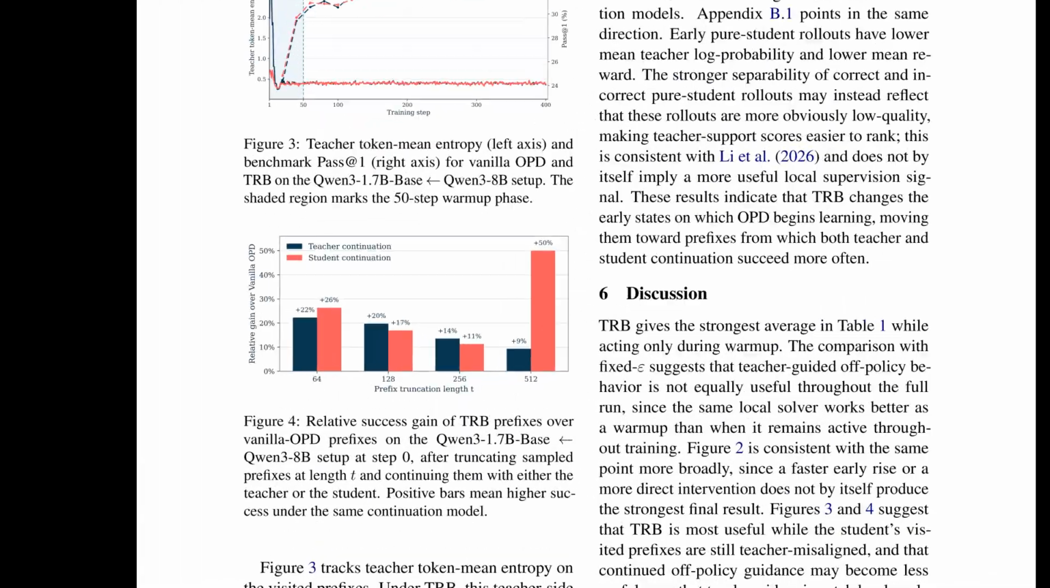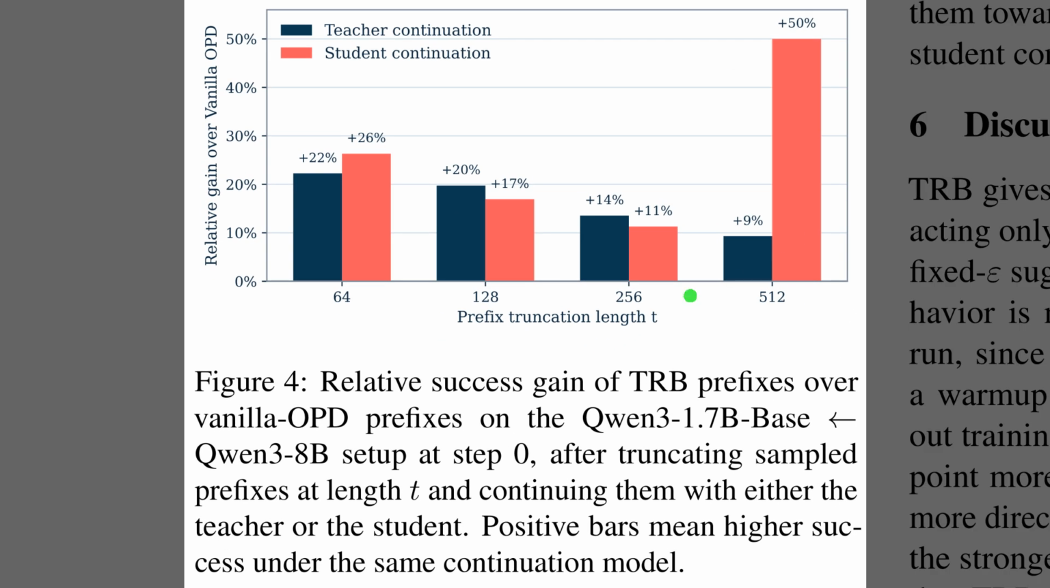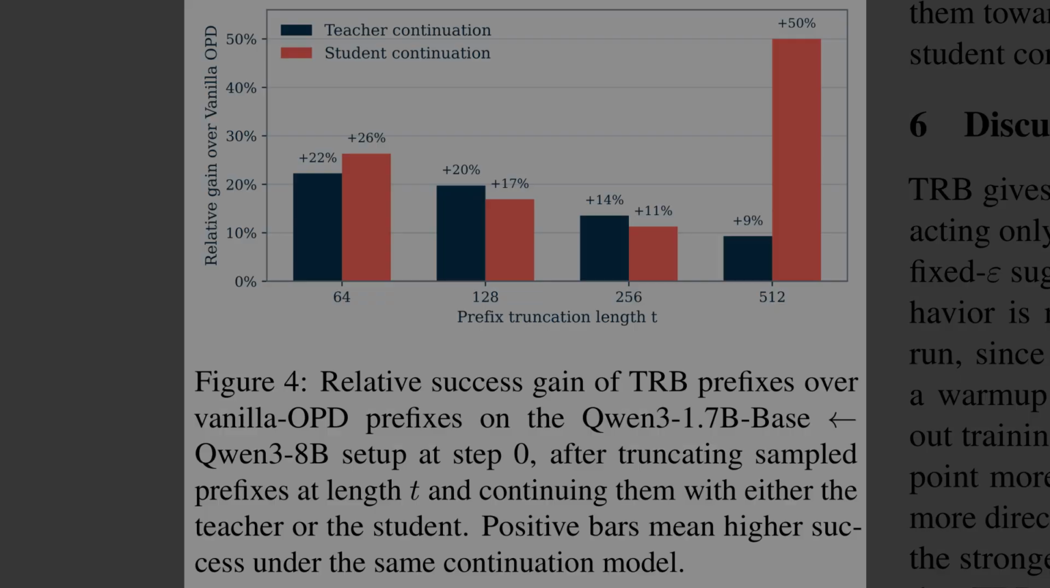Figure 4 shows that trust region behavior blending generates much higher quality prefixes, which are the starting portions of mathematical solutions. This plot measures the success rate when either the teacher or student attempts to complete these truncated solutions. Across all lengths, our method outperforms vanilla on-policy distillation. Most notably, at a length of 512, the student continuation achieves a massive 50% relative gain, proving that our trust region warm-up successfully guides the model toward solvable states.